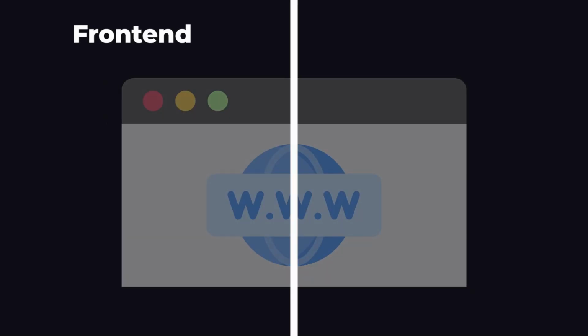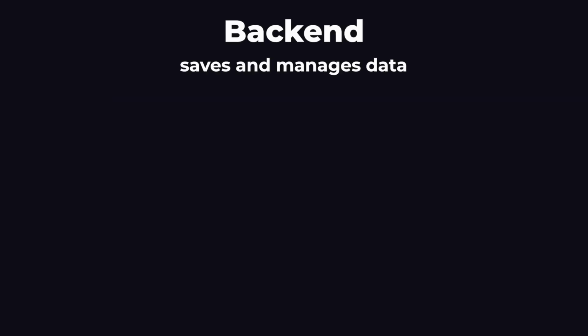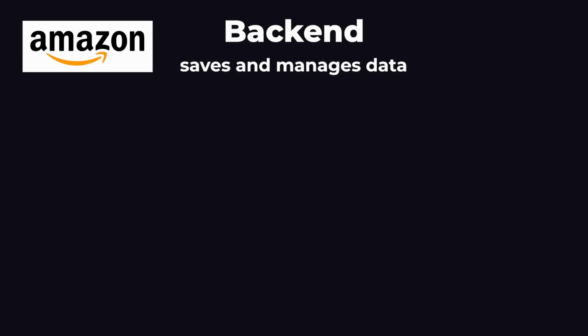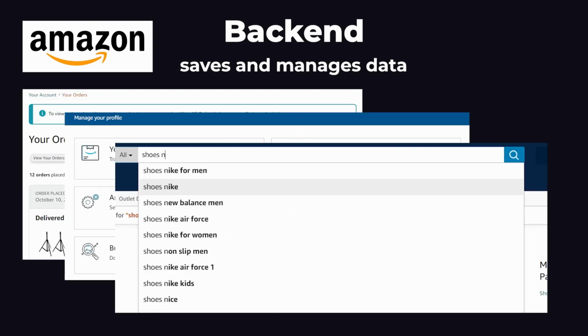Every website can be split up into two parts, the front end and the back end. The front end is all the visual stuff you see on the web page, and the back end is what saves and manages your data. For example, if you are on Amazon.com, the back end would store your order history, your profile, it would load search results, and much more.